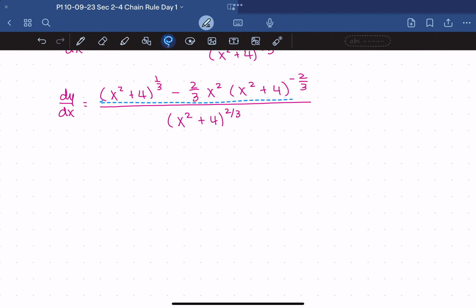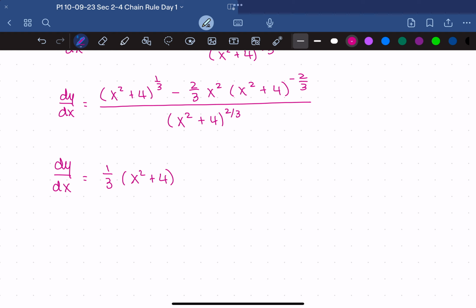Okay, I'm going to focus on the numerator. So in the numerator, I have an x squared plus 4 in both. I'm going to factor out using the smaller exponent, so I'm going to take that out. I'm also going to factor out a 2/3. Actually, I'm going to factor out a 1/3. I'm going to factor out 1/3 x squared plus 4 to the negative 2/3.